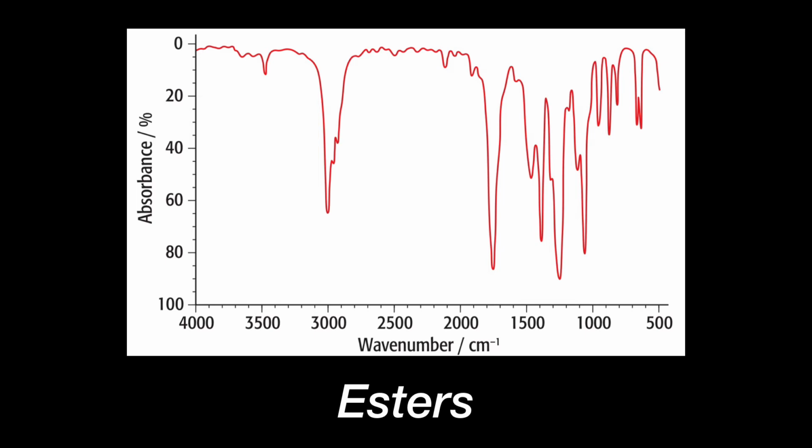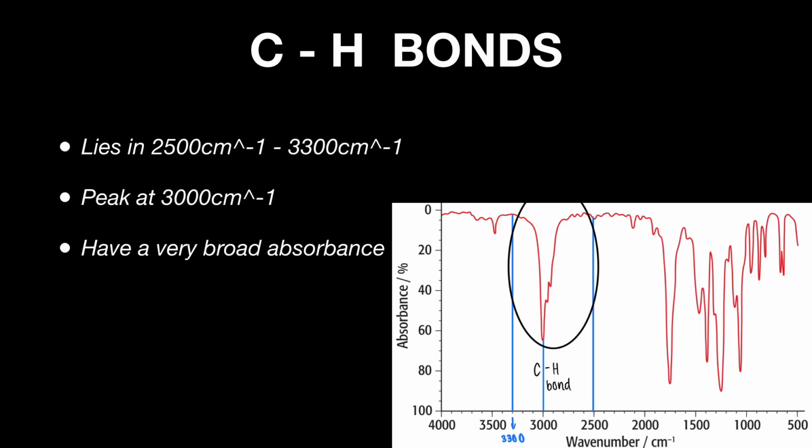This is the infrared spectroscopy graph for esters. It has a lot of pointed points and it looks like icicles. The diagram on the bottom right shows a CH bond. It has a wave number which lies between 2500 per centimeter and 3300 per centimeter. Its peak lies at a wave number of 3000 per centimeter and it has a very broad absorbance.